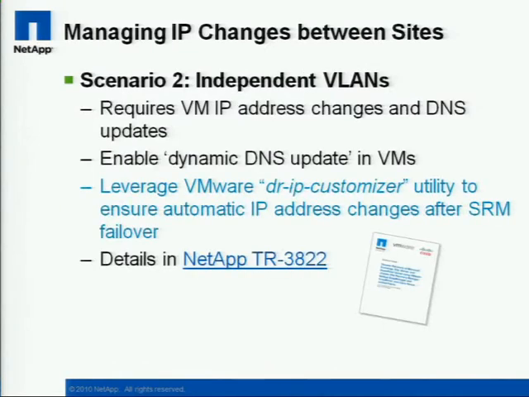The second scenario is the independent VLAN. I've seen that in some customer environments. Both the sites are not allowed to maintain the same IP address. So after I do a failover from the primary site onto the DR site, I have to change the IP addresses of the VM.